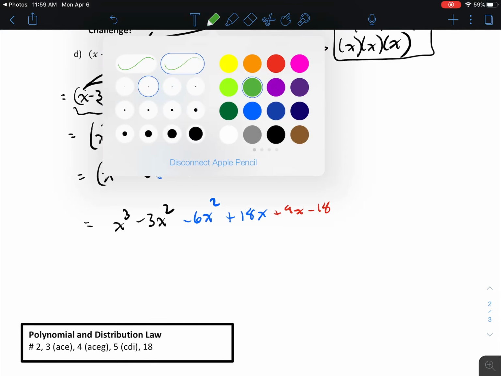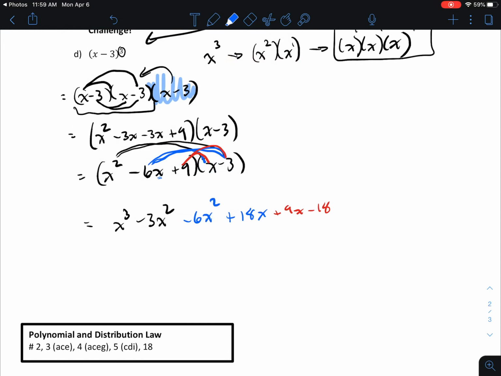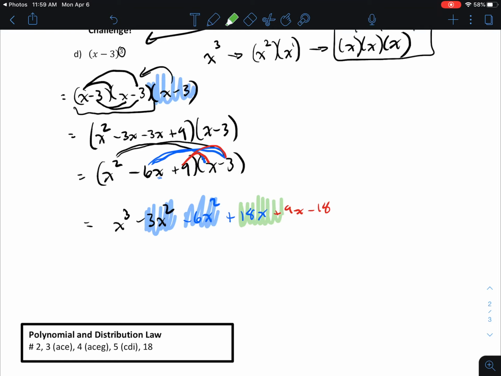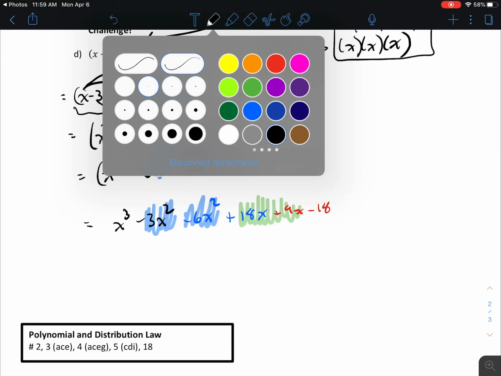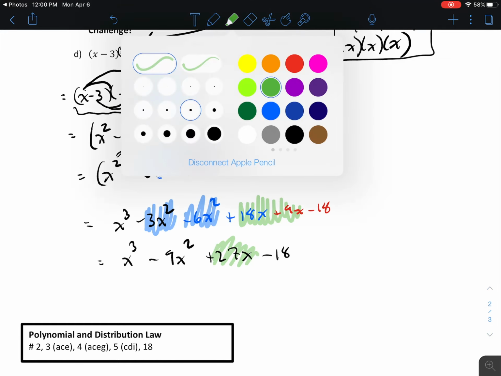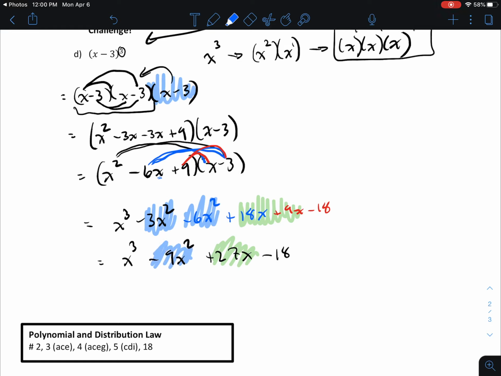And then you just go through the process of collecting all the like terms, right? So I see x squareds, okay, and then I also see the x's, okay? So you collect them, and then the question's over. So x cubed minus 9x squared, right? That's from those guys. And then 18x plus 9x is plus 27x, and then minus 18, okay? So there's how I got everything, okay?